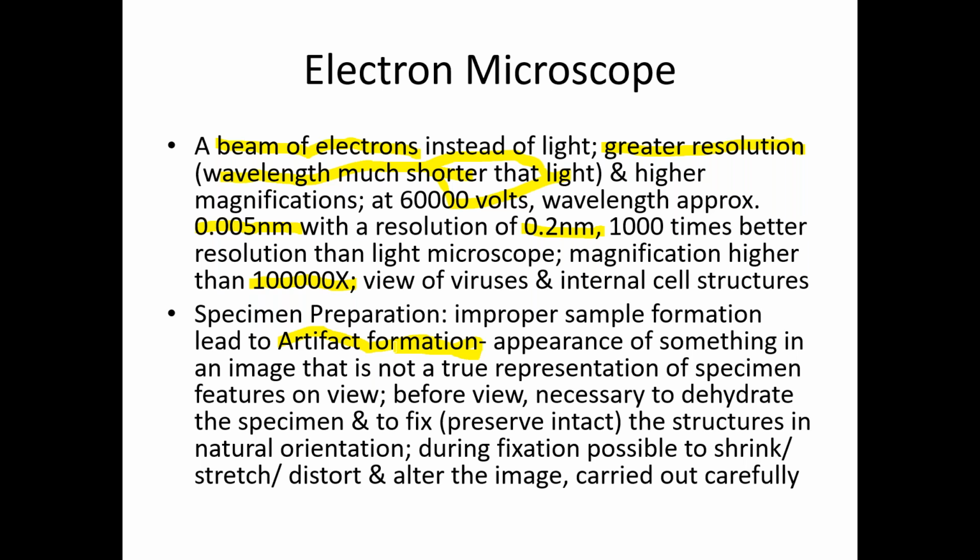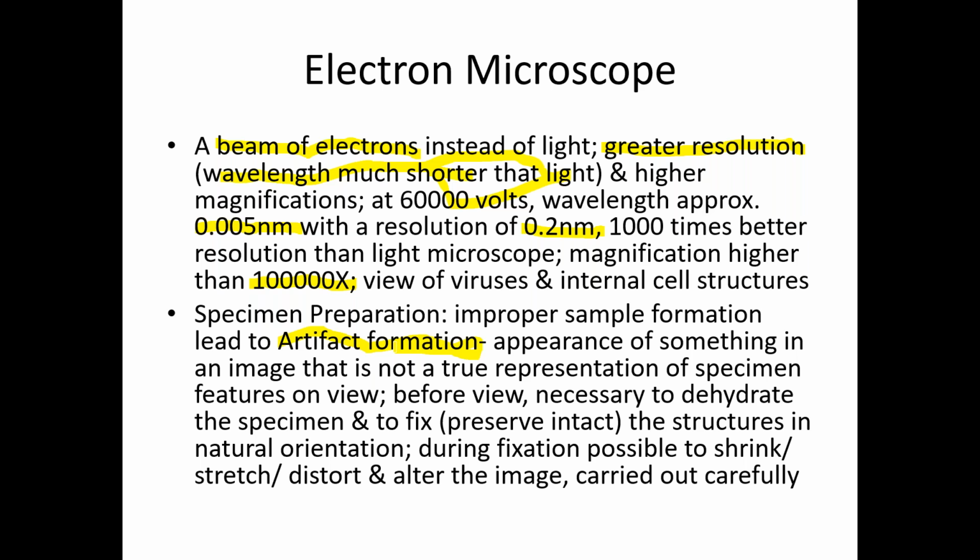It is the appearance of something in an image that is not a true representation of the specimen features on view. That means, for example, in light microscopy as well, when we are performing some staining, sometimes we can observe stained areas that are not the microbial cell. It will be due to improper staining or something, but it may appear as a microbial cell.